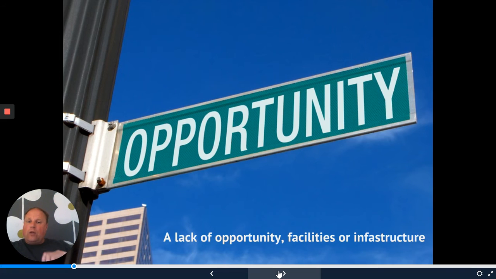So the question is, where are the opportunities? Are there facilities available for you to take part in the activities that you might have learned at school or that you fancy taking part in? And is there the infrastructure? So are there groups of people that are going to encourage you, to welcome you, to participate on a regular basis?